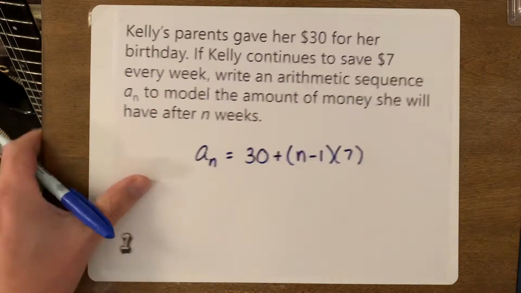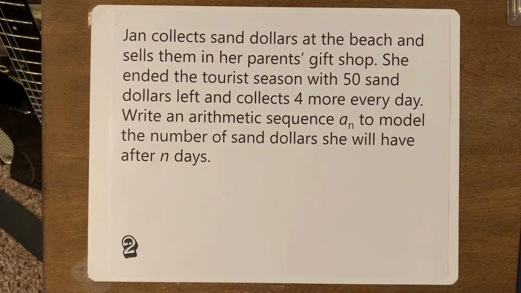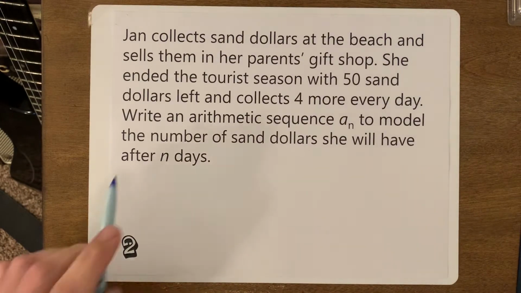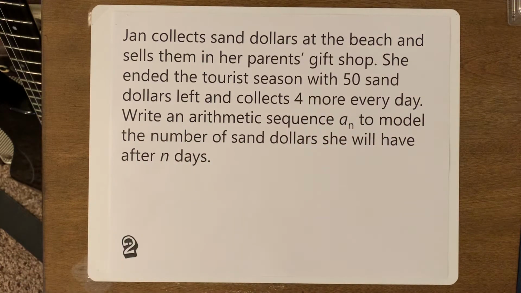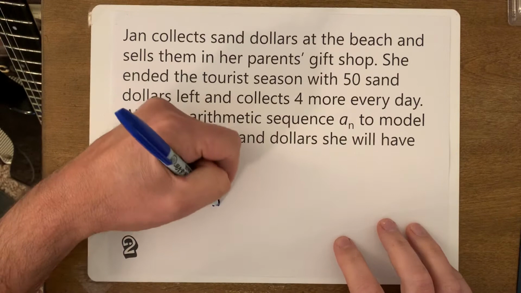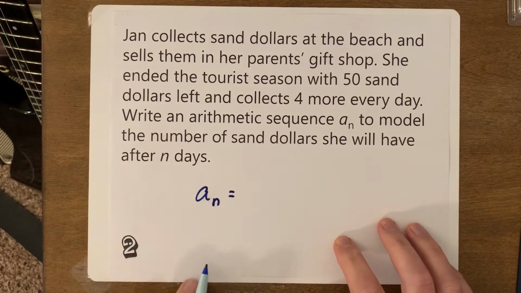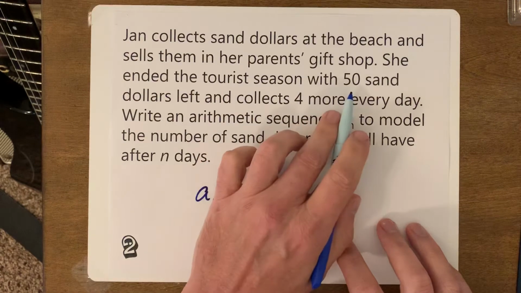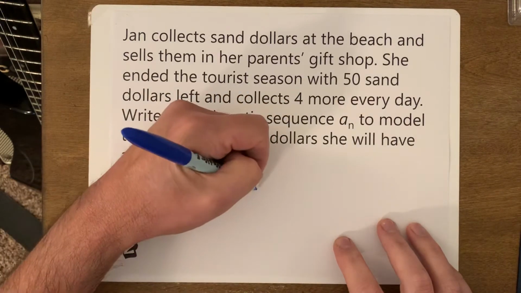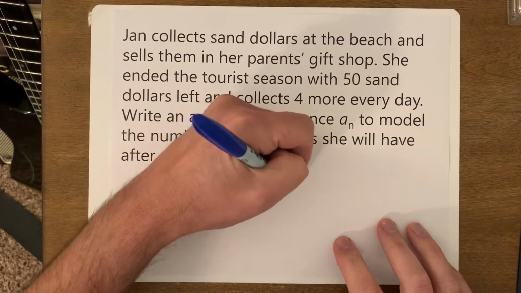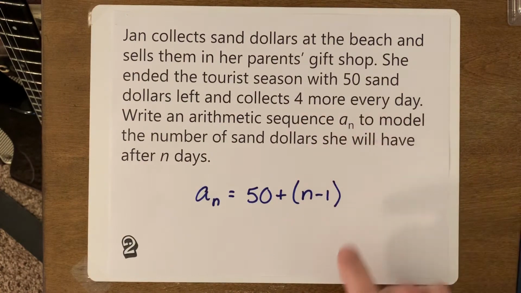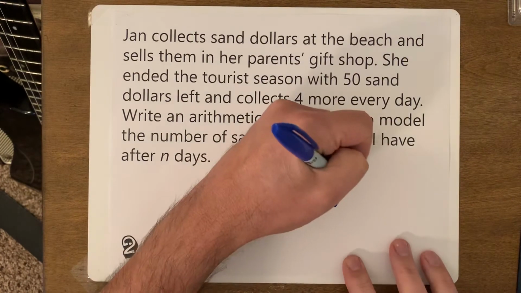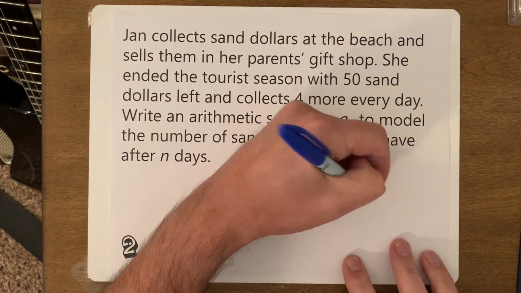So let's take a look at this one. Jen collects sand dollars at a beach and sells them at her parents' gift shop. She ended the tourist season with 50 sand dollars left and collects 4 more every day. Write an arithmetic sequence a sub n to model the number of sand dollars she will have after n days. So again, we start out with a sub n equals, that just means the sequence. Okay, so how many did she start with? It looks like she had 50 left over from the last season. So she's beginning the next season with 50 plus n minus 1. And how much is she going to go up? Well, she's going to collect 4 more every day. And so therefore, the common difference is positive, and that's 4.